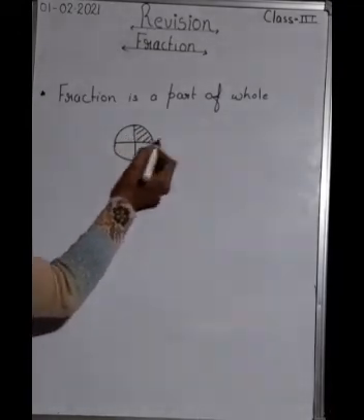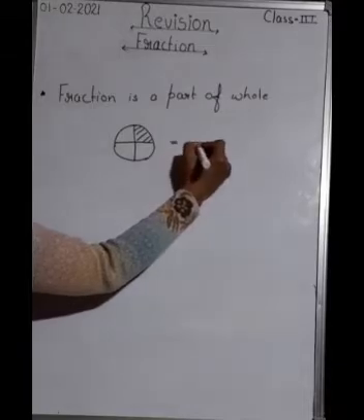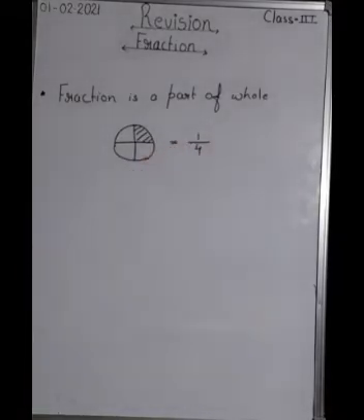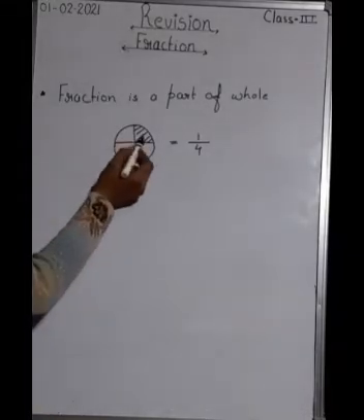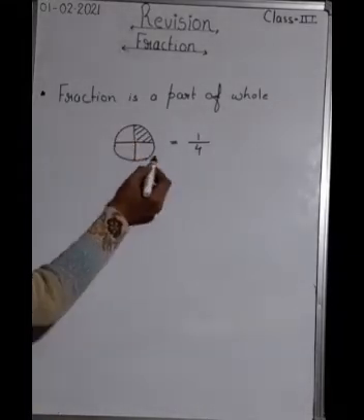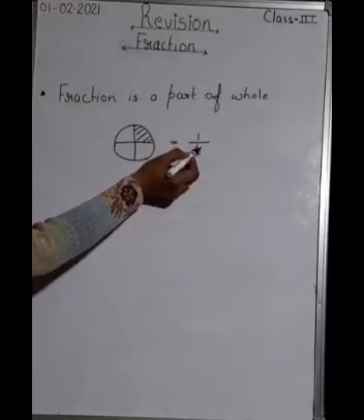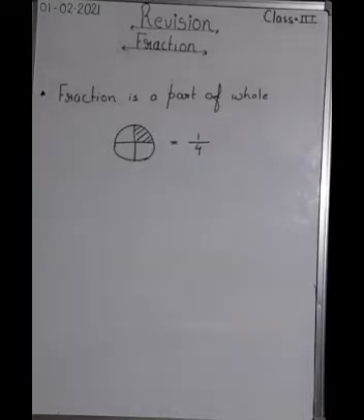1, 2, 3, 4. And how many parts have I shaded? 1. So its fraction becomes 1 upon 4. It means, what is fraction? Fraction is a part of whole. This is the whole and one part I have shaded. So this is one part. 1 by 4 is the fraction of this given circle.